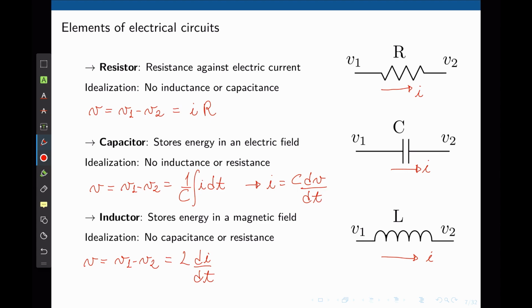In a DC circuit, the inductor behaves as a closed circuit, as a short circuit. We can also revert this equation and write now the relation between I and V as I being the integral of V dt times 1 over L.